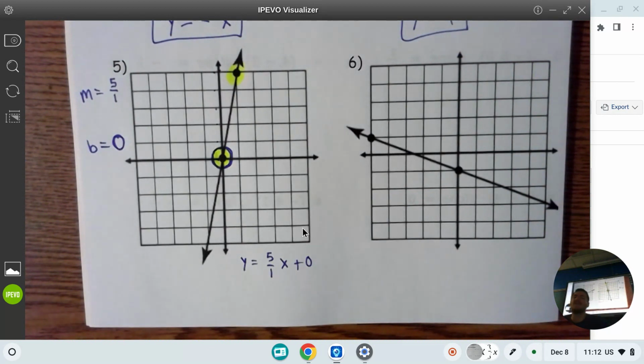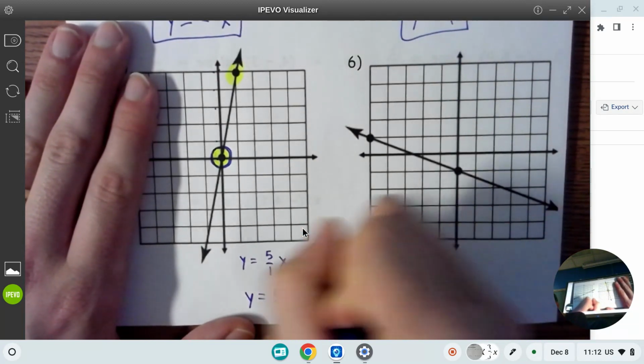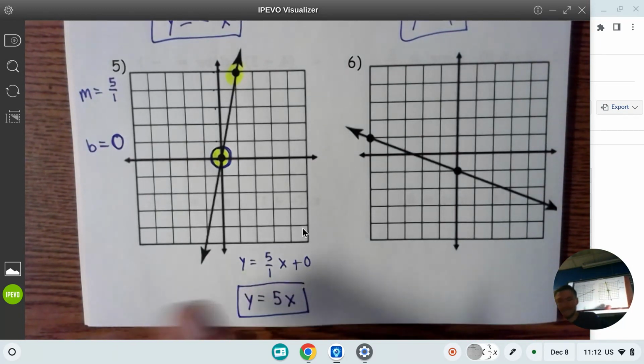But again, what we're really trying to do is get rid of this extra stuff. I'm going to get rid of the 1 in the bottom. I'm going to get rid of the 0. The only thing that I need is y equals 5x. Dividing by 1 does not do anything. Simplify your fractions, move on. The last one, then we're going to get into the new notes today.